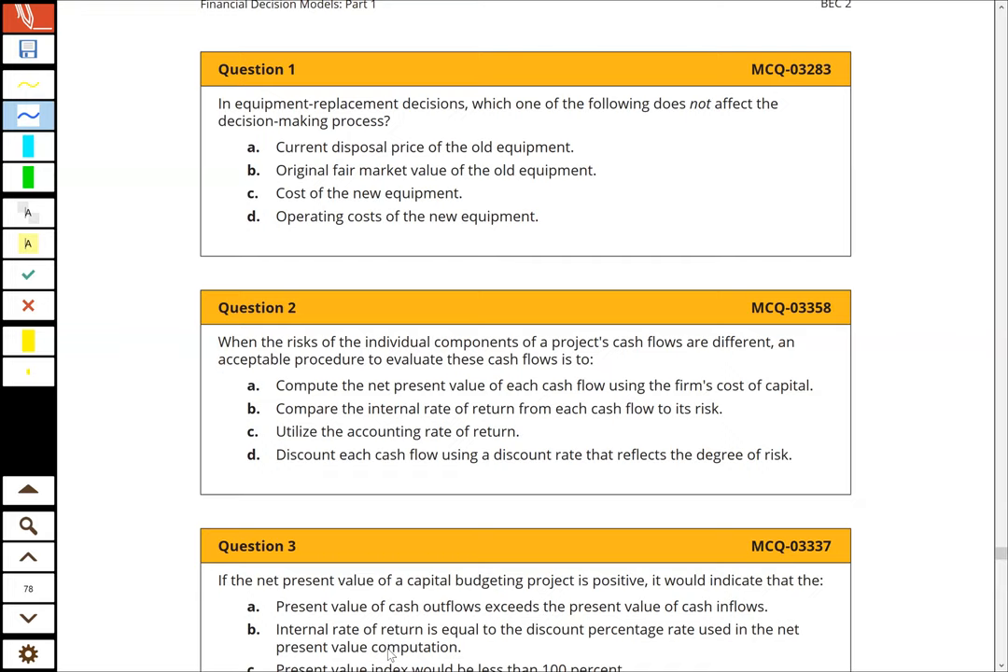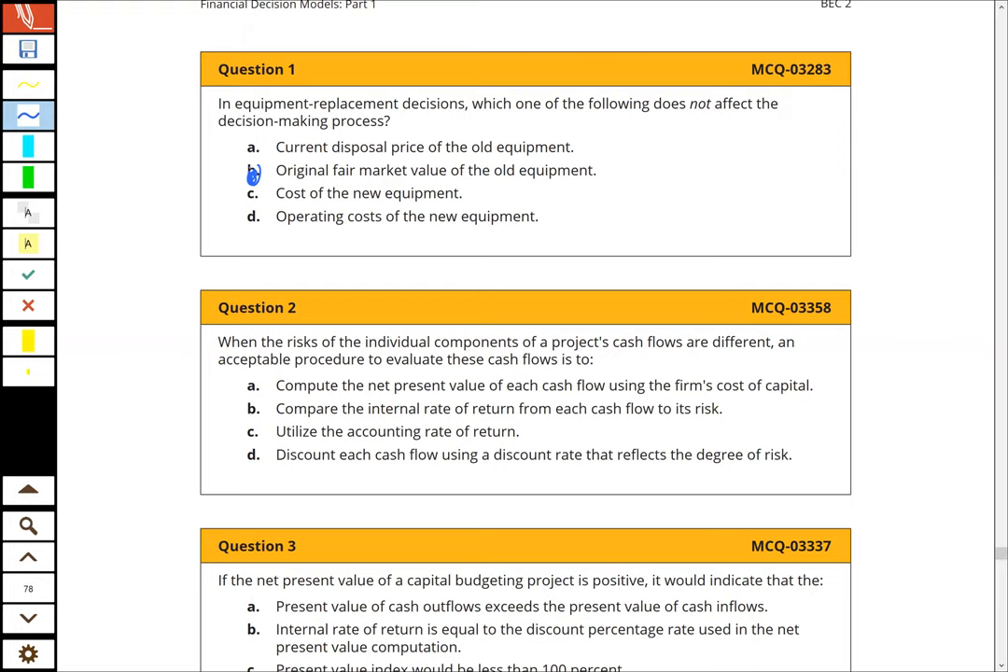Now, when we look at this question, you kind of look at it and it's like, okay, what would I consider here in my net present value calculation? Equipment replacement decisions, which one of the following does not affect the decision process? In other words, something you're probably not going to use in any of the net present value calculations we just talked about. So current disposal price of the old equipment, no, that's a cash inflow that comes at the beginning. Original fair market value of the old equipment has nothing to do with it. I don't care what the original fair market value was. And I hope we didn't pay an amount that was too much different than that. But once we paid it, we paid it. It doesn't matter anymore.